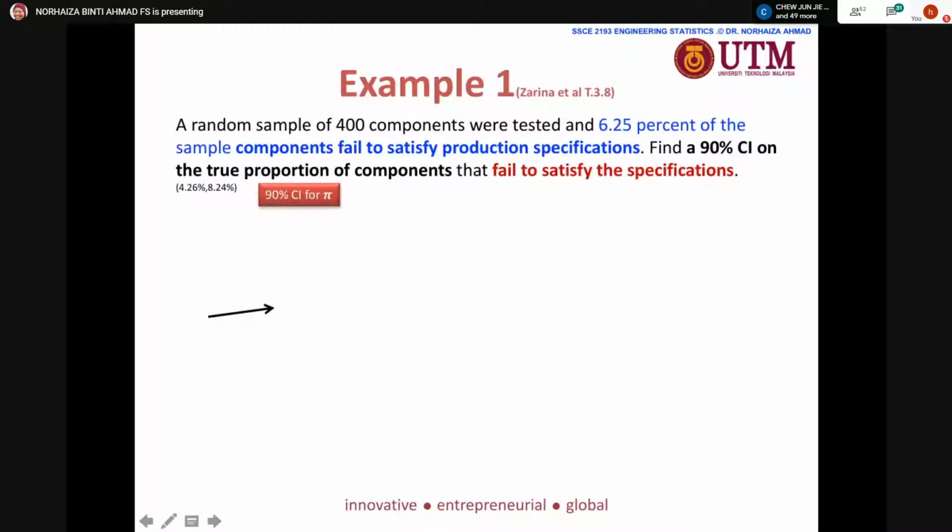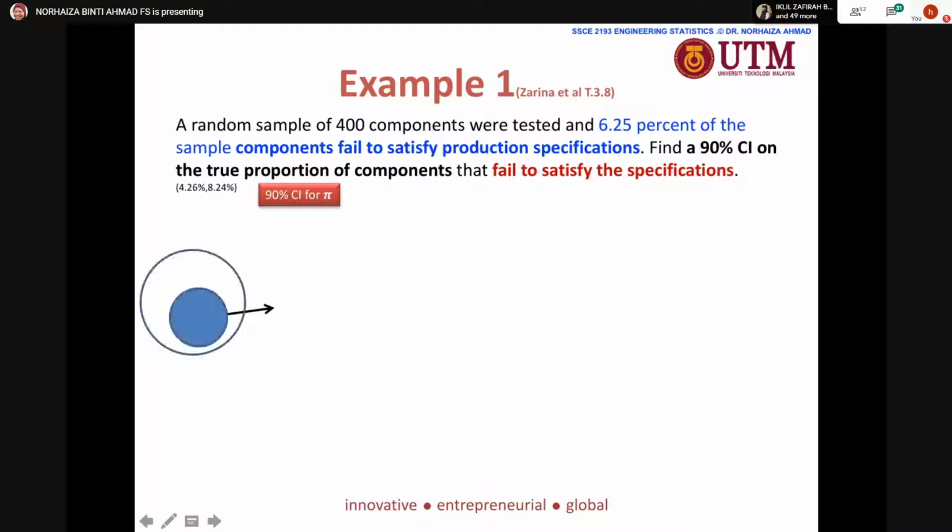So here, note that the question is asking for a 90% confidence interval on the true proportion, i.e. you want to know the 90% CI for pi. As I told you before, the definition of pi for each question can be different. So what does this pi reflect? The interpretation of this pi reflects one that failed to satisfy the specification.